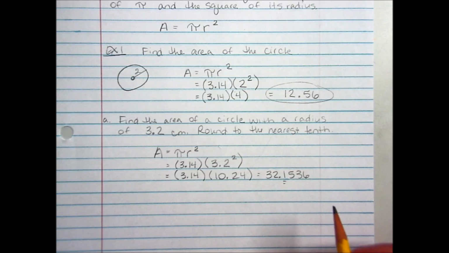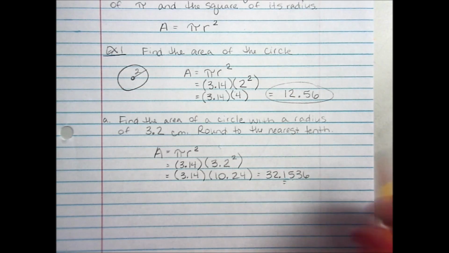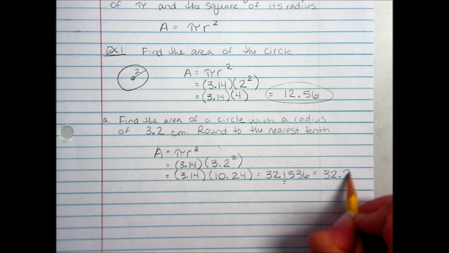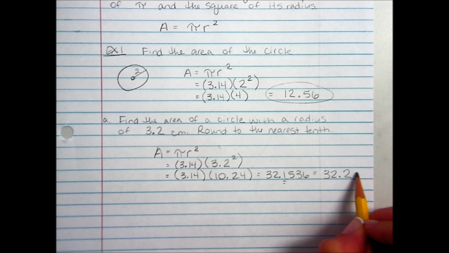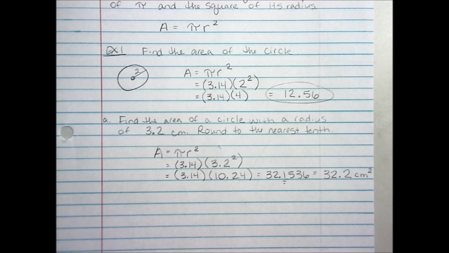Here's the tenth place, right past the decimal. So we look at the 5. The 5 will round that 1 up. So rounding to the nearest tenth, 32 and 2/10. And we'll say centimeters squared. Because remember, that's all the space inside the circle. And so we'll square it, just like we did when we found the area of the rectangle, triangle, and trapezoid.